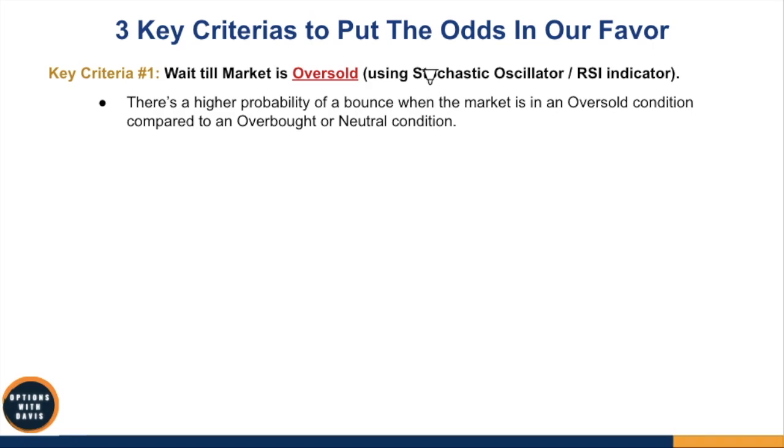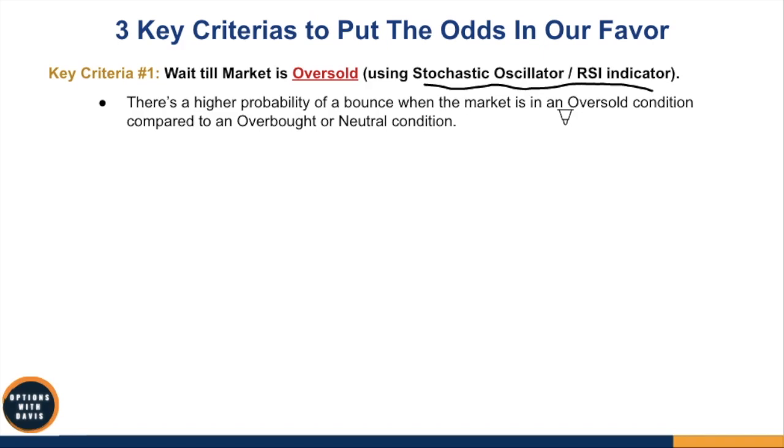Now you can use either the stochastic oscillator or the RSI indicator. Basically, these are just 2 indicators to identify the market condition, whether it's overbought or oversold. If you're not familiar with these 2 indicators, just go ahead and Google it. You'll find a lot of articles on this. Now, if you want to know the settings which I use for my stochastic oscillator, I already created a video on this. You can click the link at the top right hand corner of this video, so you can watch that video first to find out how I use the stochastic oscillator.